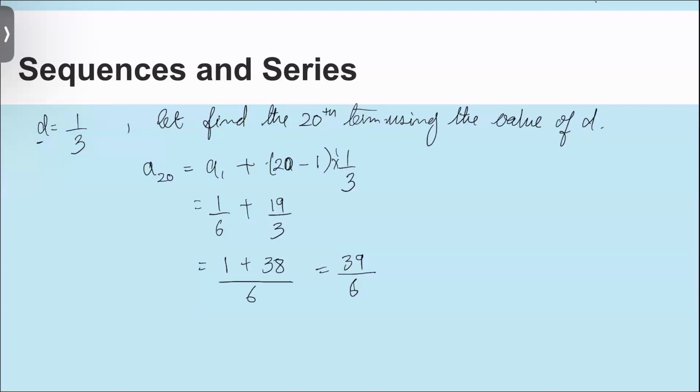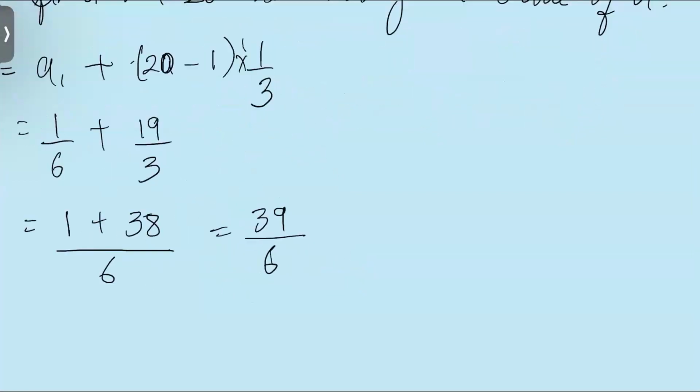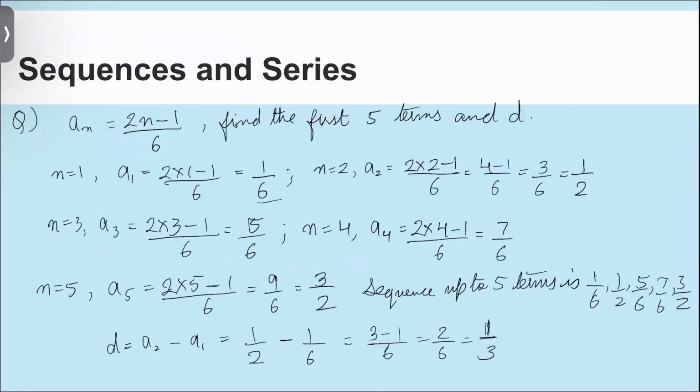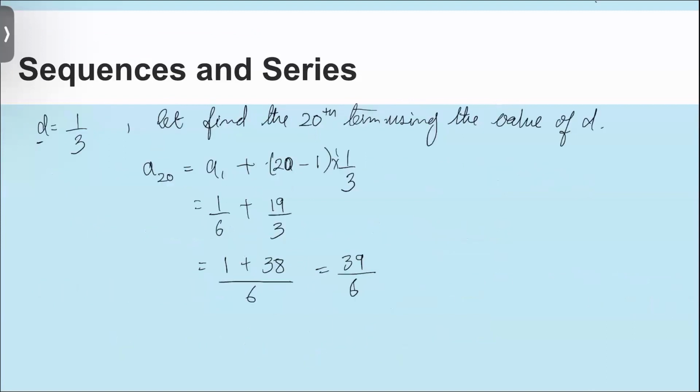Okay. So just to cross check, if we take it using the sequence as it is given, where you have an is equal to 2n minus 1 by 6, a20 will be 2 into 20 minus 1 by 6.